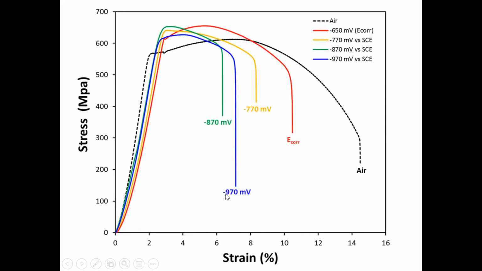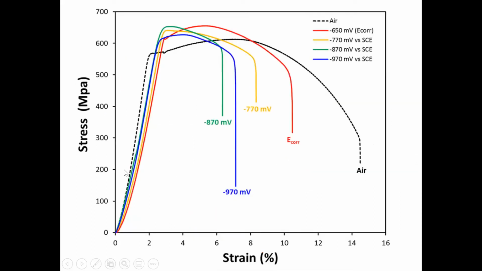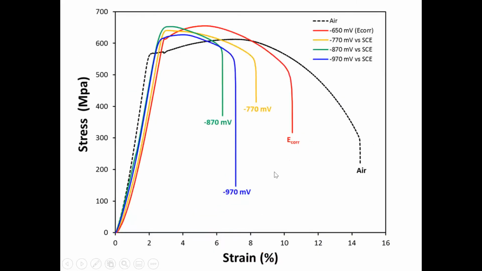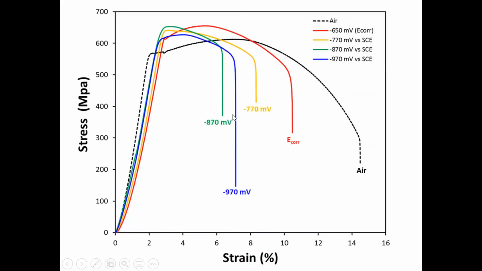Now let's increase to minus 970 millivolts. That's this point here. We're operating at this point now. Then we find that we follow the blue line here. Now we find it's breaking at about 7%. And the third one is at minus 870. That's this point here. And it breaks at around 6%.